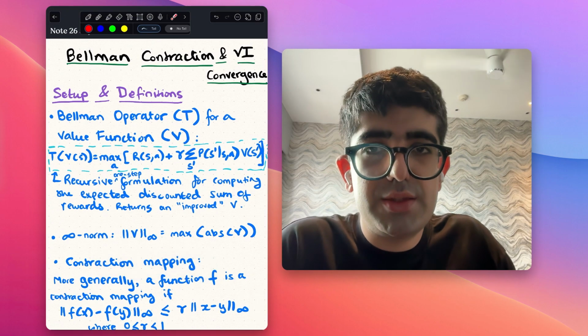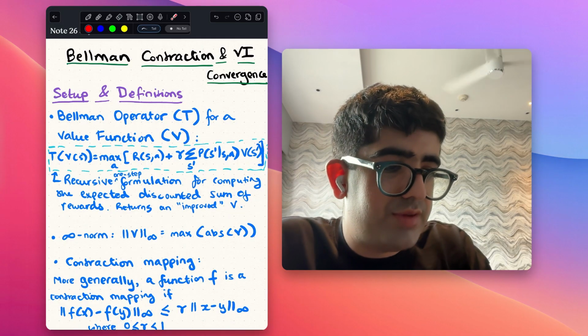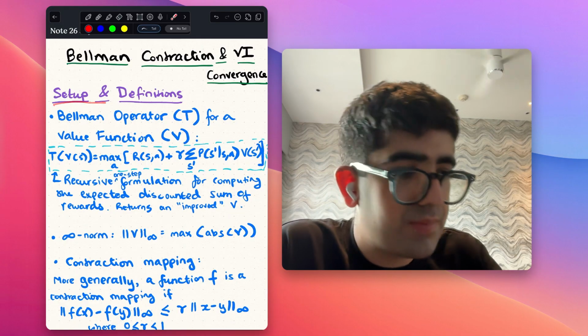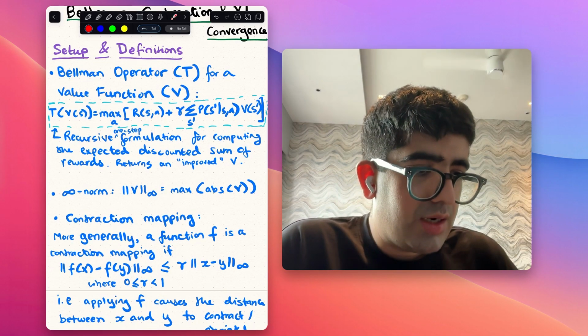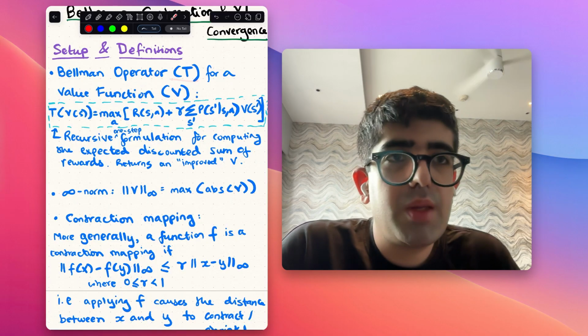Awesome. So let's get started with the proof. I will start with some of the setup and the definitions. So first, what is the Bellman operator or T in this case?